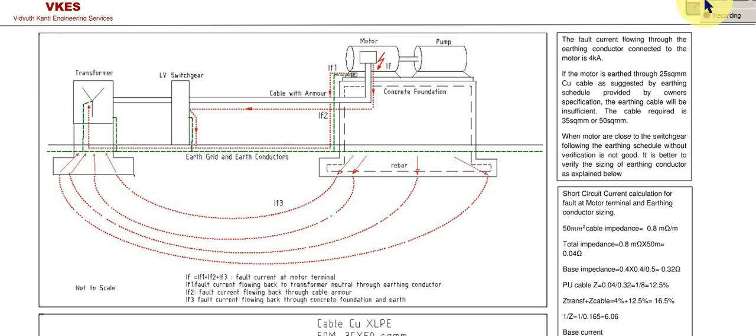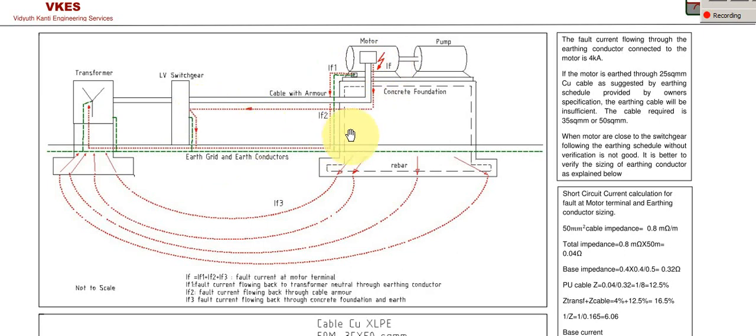Explain about fault currents in a motor, the path taken by the fault current, and the calculation of the fault current. When a fault takes place in a motor terminal box, you can see the current takes three paths. One, it flows through the earthing conductor, IF1. The second current, IF2, flows through the cable armor and the tray.